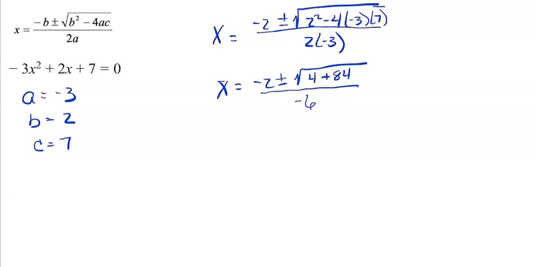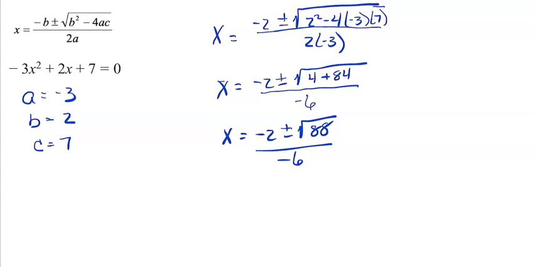Now let's go ahead and get everything under that radical put together. So I now have x equals negative 2 plus or minus the square root of 88 divided by negative 6. Now I know what you're thinking. 88. That's not a rational number. That is definitely not a perfect square.